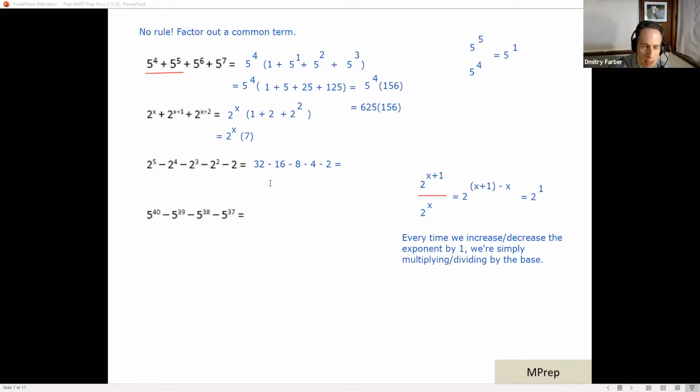32 minus 16 is 16. 16 minus 8 is 8. 8 minus 4 is 4. 4 minus 2 is 2. Right? So I could do all the work to figure that out, but I'd rather not.